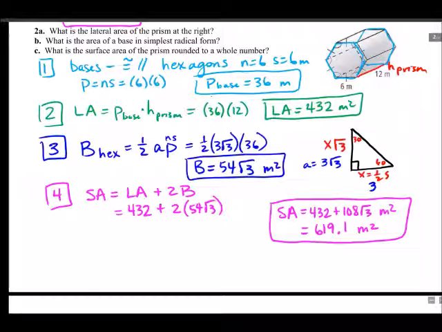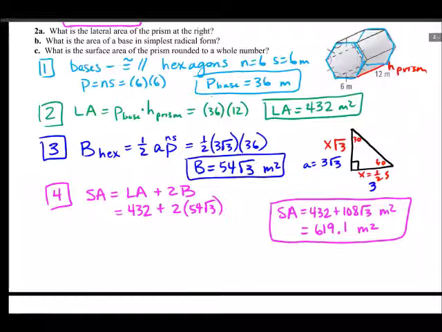Step 2, I find my lateral area. Lateral area is perimeter of the base times the height of the prism. I have the perimeter of my base, and the height of the prism is the distance between the two bases, which is 12 meters. So I got lateral area is 432 meters squared.